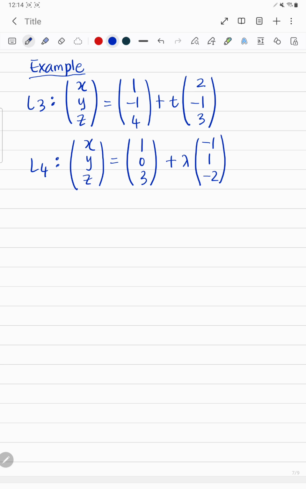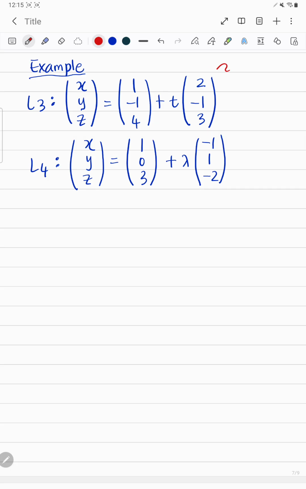intersecting, coincident, or skew? So which one do we check first? Usually we start with checking whether line 3 and line 4 are parallel or not.